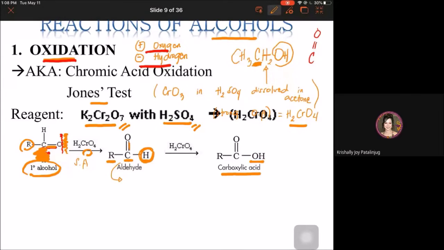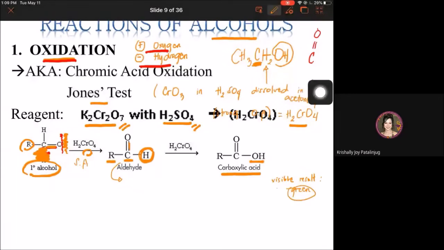Now, in the laboratory experiment, kung nag-face-to-face gid nga klase, if this is performed in the laboratory, gitest ninyo kung primary alcohol ba gyud ni siya sa sample, ang visible result, okay, nga na-oxidize ang primary alcohol into its carboxylic acid form is ma-change siya into color green. From colorless, ma-change siya into color green.